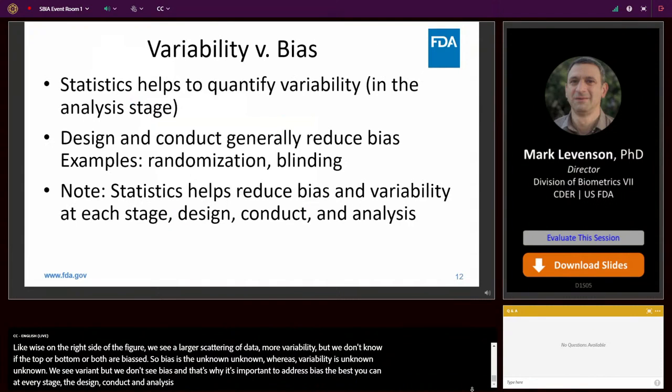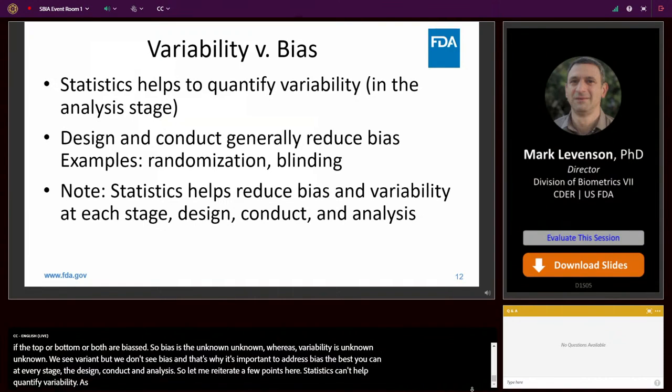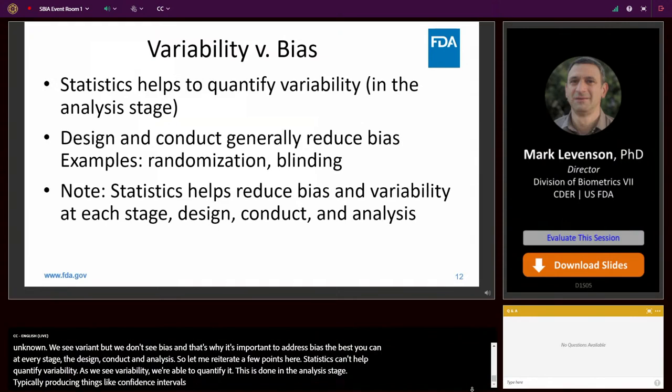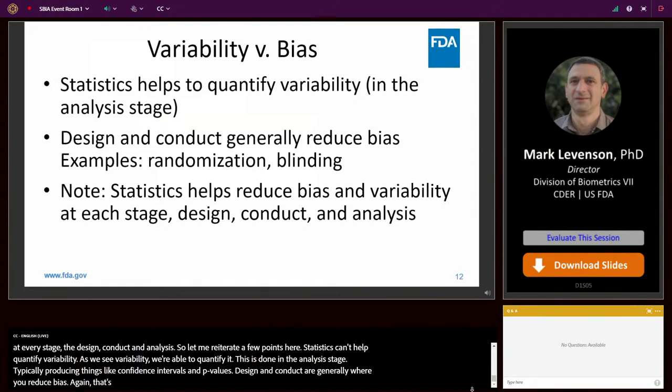So let me reiterate a few points here. Statistics can help quantify variability. As I said, we see variability, we're able to quantify it. And this is done in the analysis stage. Typically, you produce things like confidence intervals and p-values. Design and conduct are generally where you reduce bias. And again, that's important because you don't see bias, so you have to do everything you can to prevent it.